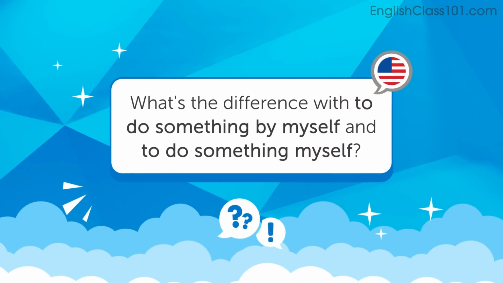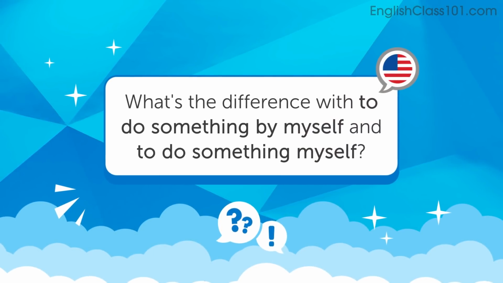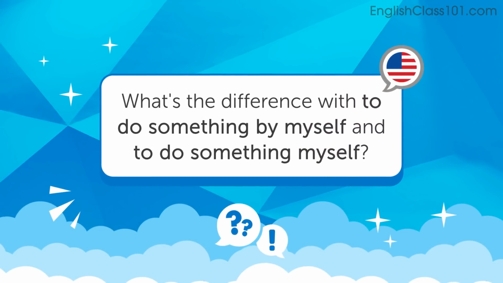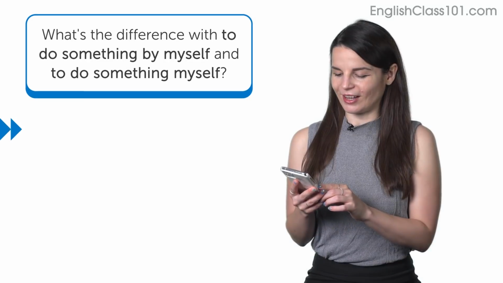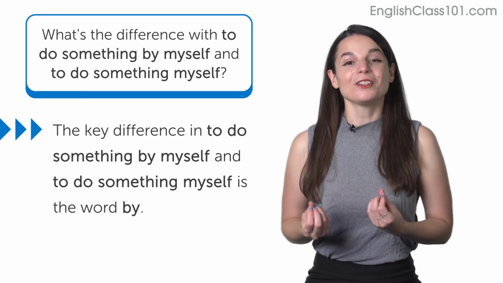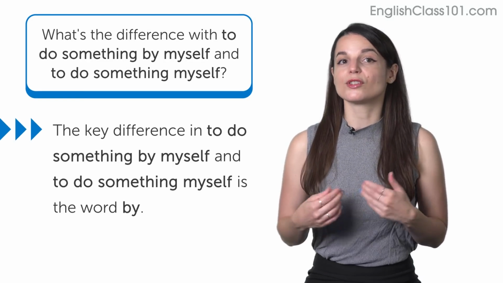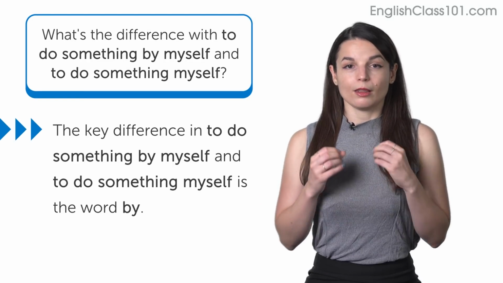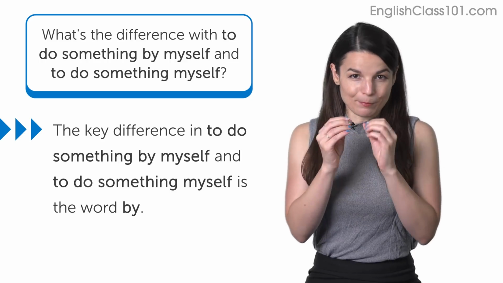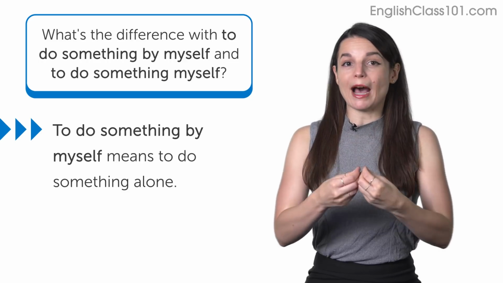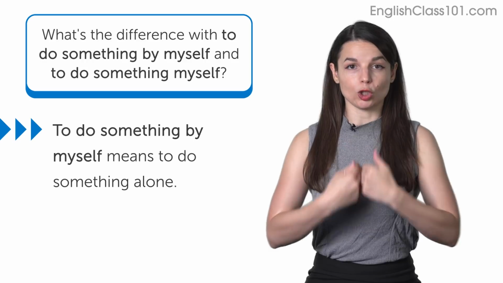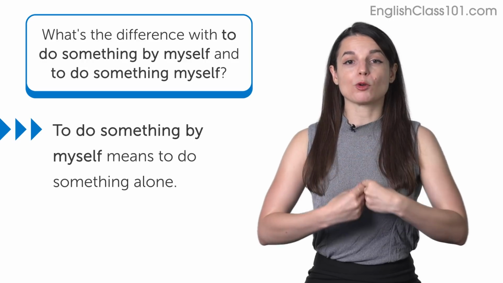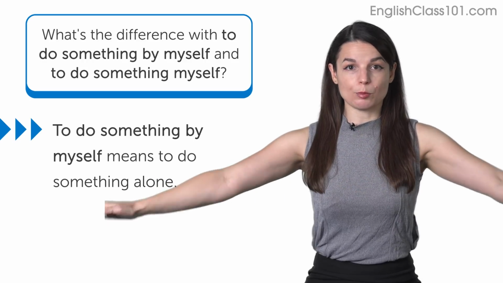Hi Ilya. Ilya says, what's the difference between "to do something by myself" and "to do something myself"? Thank you in advance. Nice question. Yeah, to do something by myself versus to do something myself. The key here is that little "by myself." To do something by myself means to do something alone, just one person. I'm going to do something without other people.